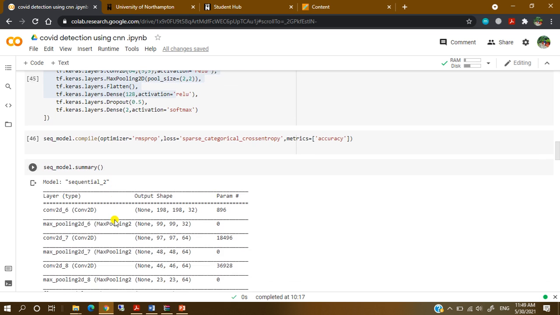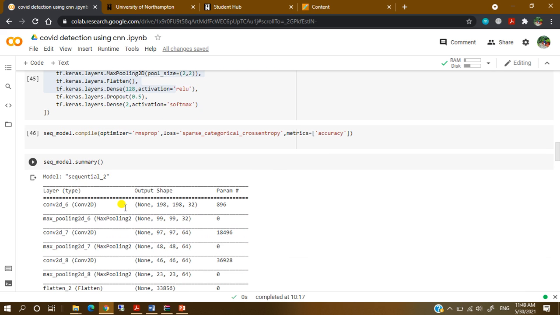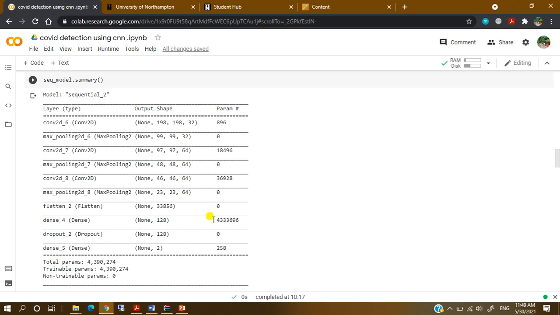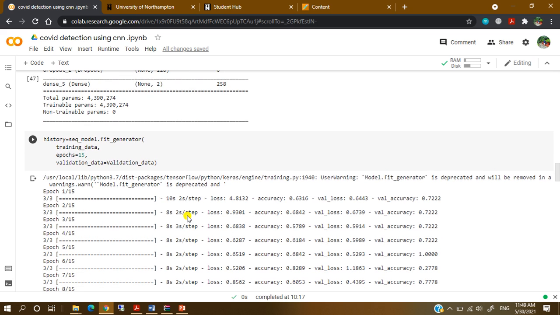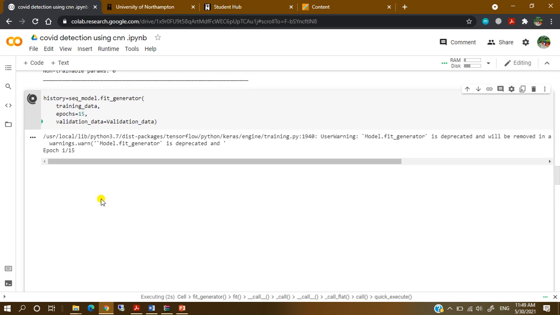Next, we have the sequential model and the sequential summary. In the summary we get the dense layer and the total parameters, 4,433,696. All of these parameters are trainable. Here I'm running the model with 15 epochs. It's running.